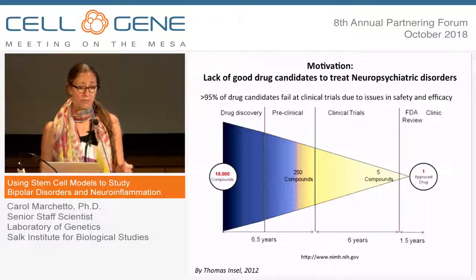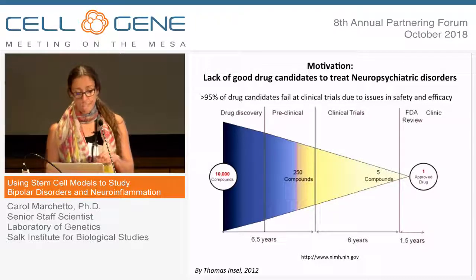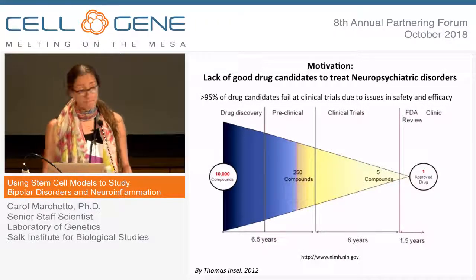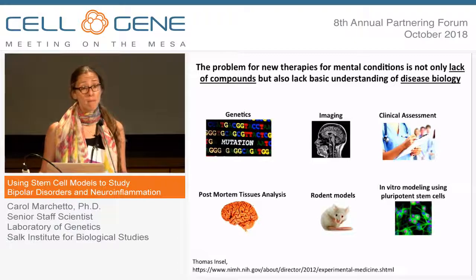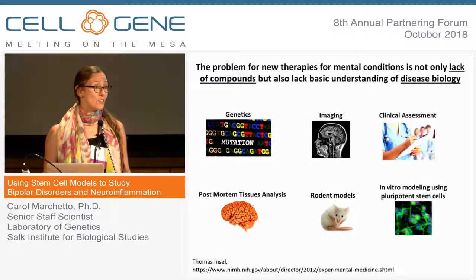The truth is that over 90% of drug candidates fail at clinical trials due to issues in safety and efficacy. And a problem for new therapies for mental conditions is not only the lack of compounds, but also the lack of basic understanding of disease biology.